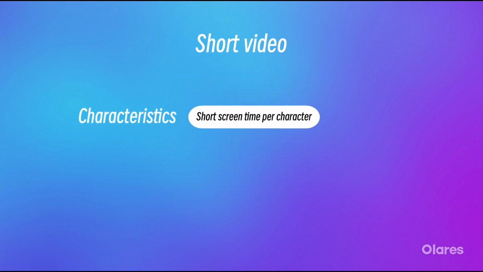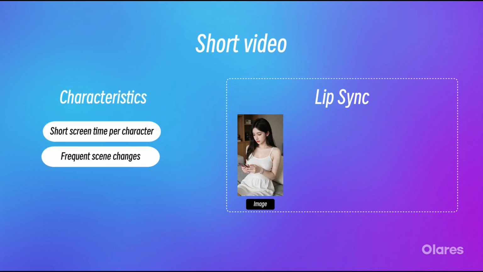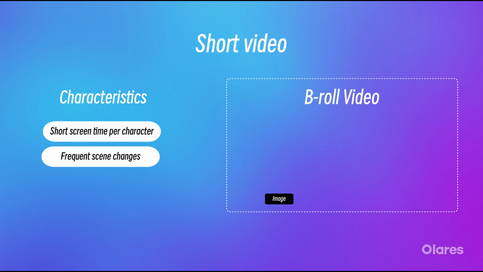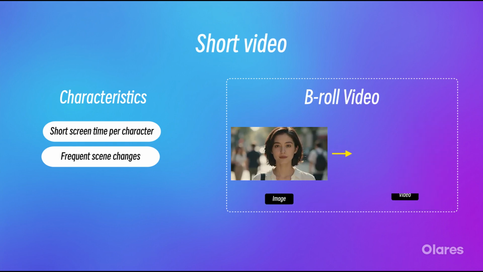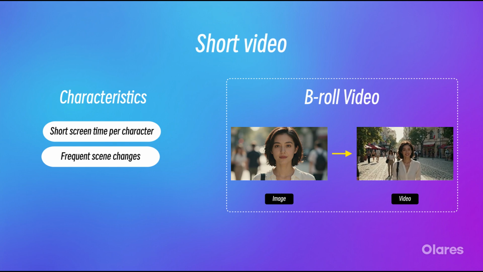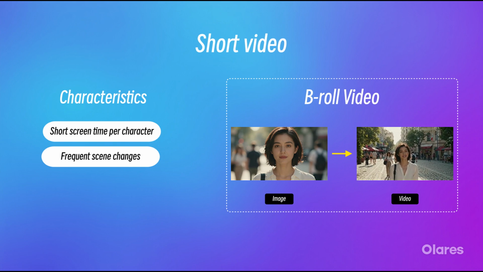Short screen time per character and frequent scene changes fit well with current video generation models. Lip sync models can precisely match dialogue to mouth movements, producing natural conversational clips. Modern models can also generate continuous clips longer than 1 minute, moving past the old 5 to 10 second limit. Brief B-roll shots between lines are well handled by text-to-video models. They help maintain visual continuity and pace the story efficiently. Let's aim for that kind of video and put our ComfyUI knowledge into practice.